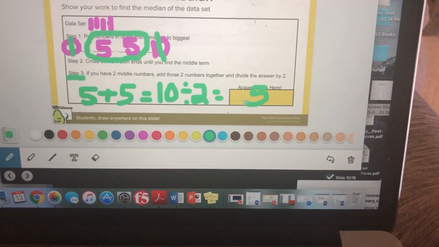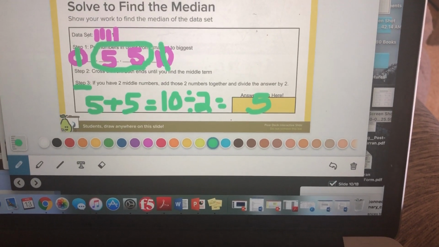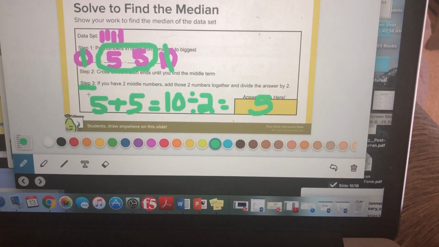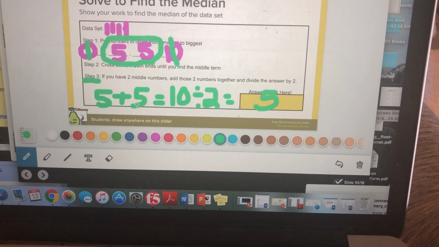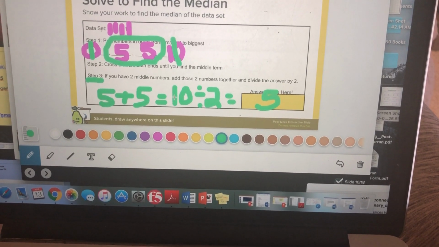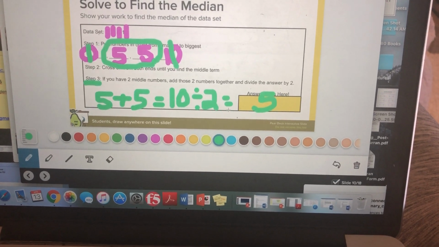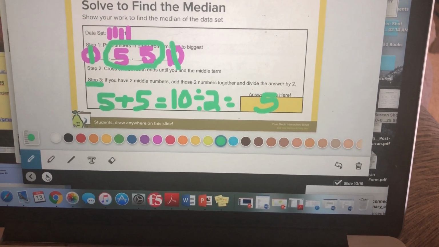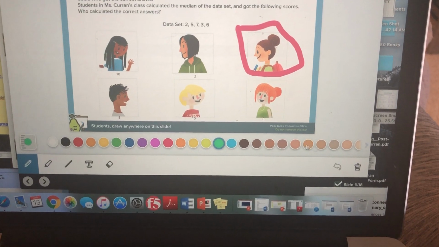So once again, this example was a little different. We ended up having two middle numbers, so we had to do an additional step where we added those two middle numbers together. We then divided the sum of that, which was 10, divided by 2, which gave us our final answer of 5.